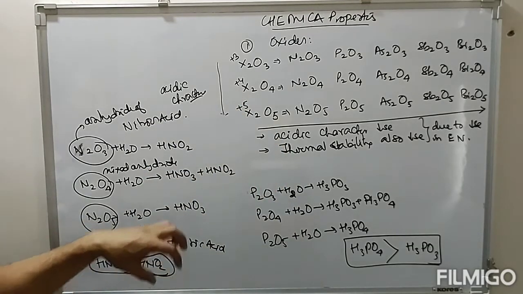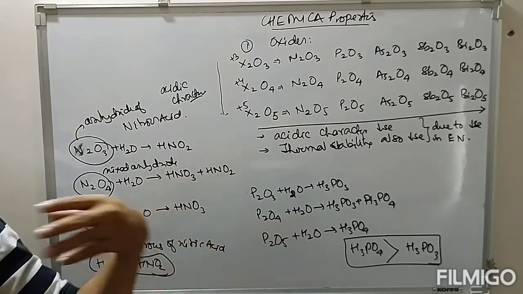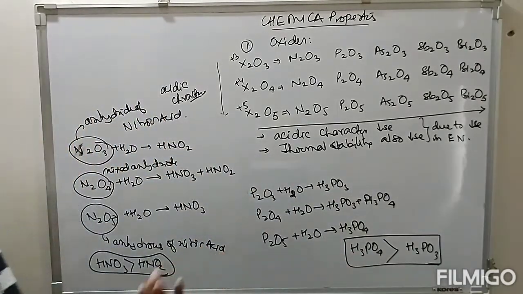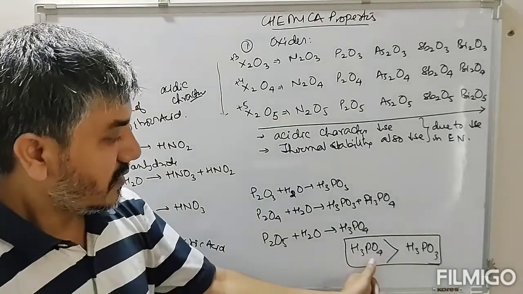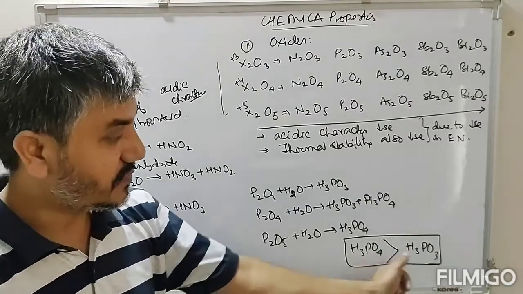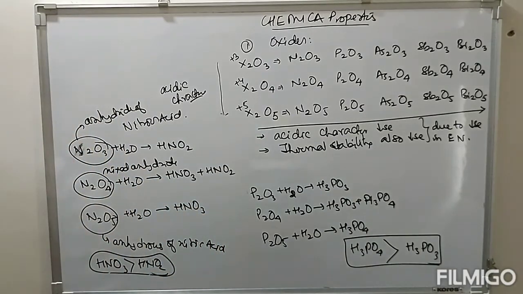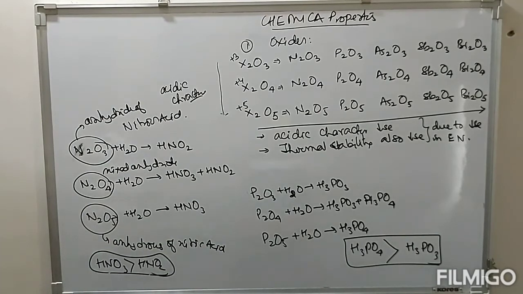So if this is the case, then as the oxidation state of the central atom increases, the acidic character of oxide as well as the oxo acids increases. So this is the reason. This is +5, this is +3. So the +5 is more acidic than +3. Similarly, look at it. This is +5, this is +3. So +5 state is more acidic than +3. So these are the oxides. Apart from these, nitrogen also shows some other oxides.